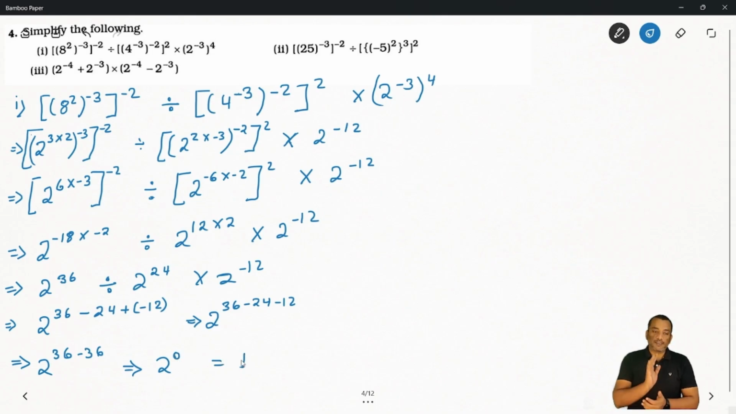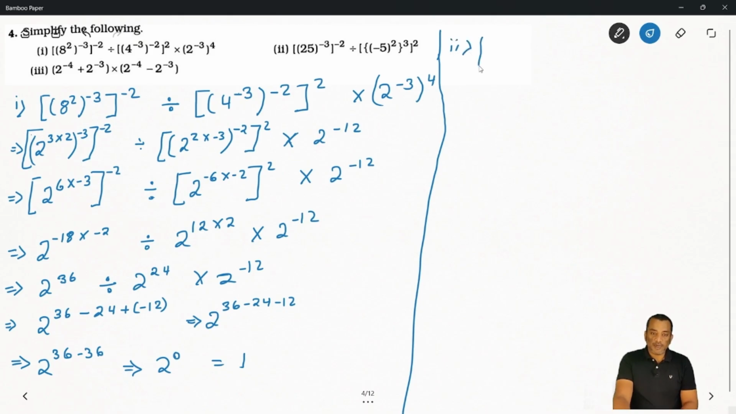Hope it's clear. Now this way we have to solve carefully, meaning you don't have to hurry, you have to follow the BODMAS rule and based on that we have to solve. Okay, now let's come to question number 2. So now question number 2, it is saying you have a square bracket and inside that a small bracket. So 25 whole square is minus 3 by square bracket close minus 2 divided by a square bracket, then a curly bracket, then a small bracket minus 5 small bracket 2, then curly bracket close 3 and a square bracket close 2.